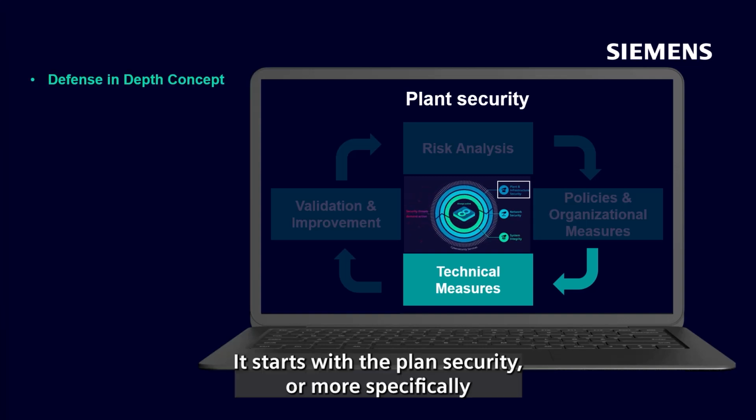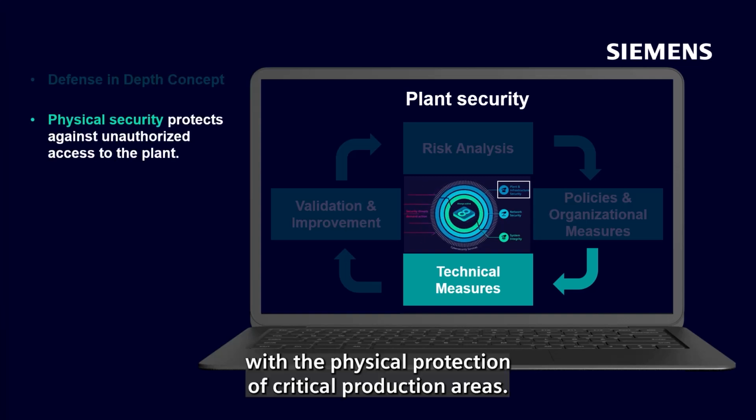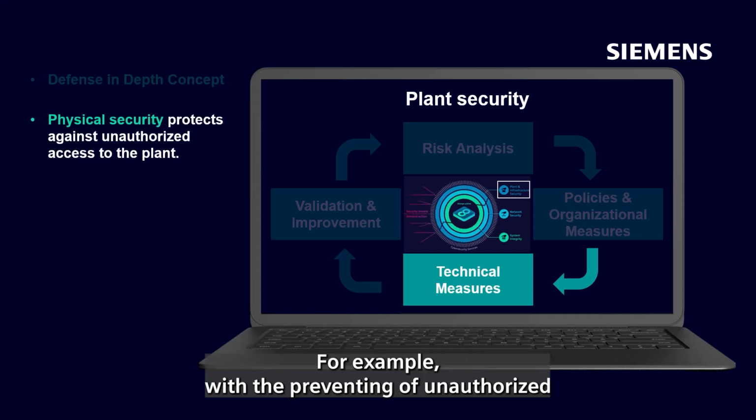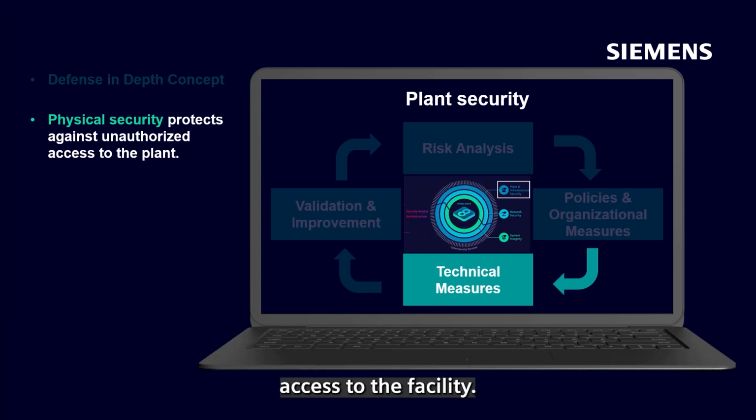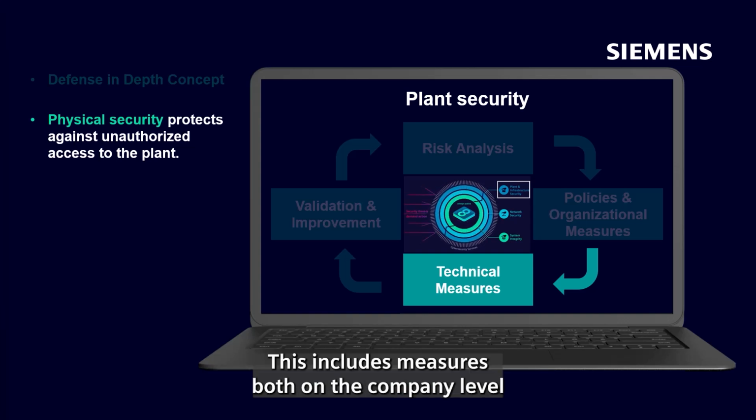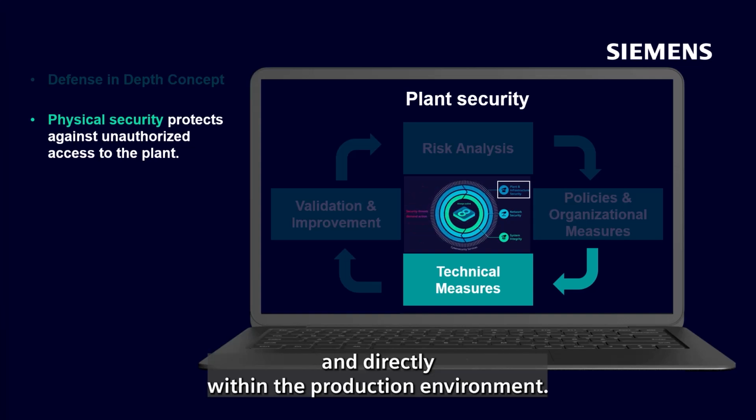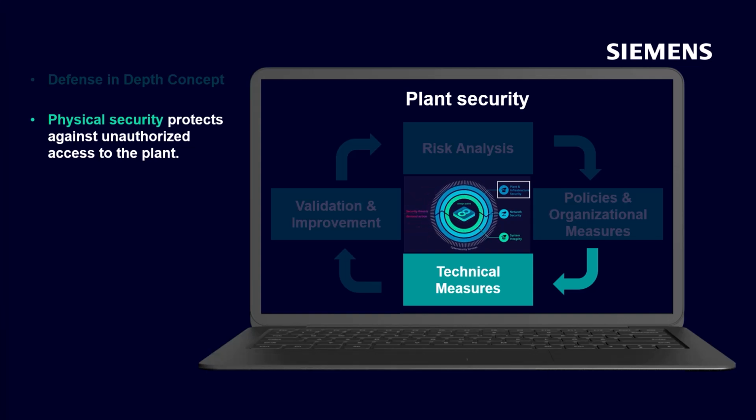The implementation of technical measures involves several layers as described in the so-called defense in depth concept. It starts with the plant security, or more specifically, with the physical protection of critical production areas. For example, preventing unauthorized access to the facility. This includes measures both on the company level and directly within the production environment.